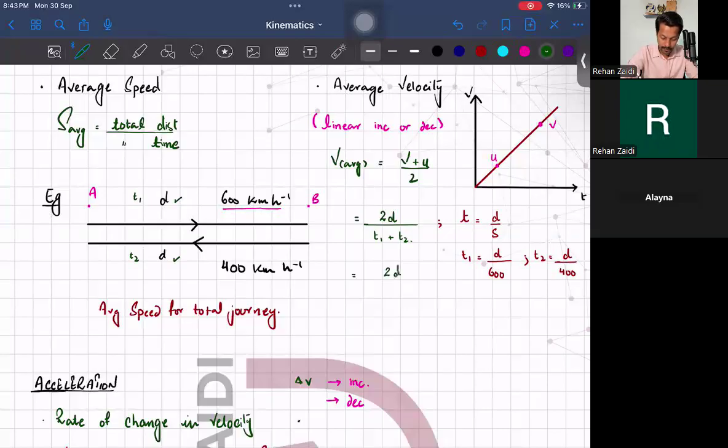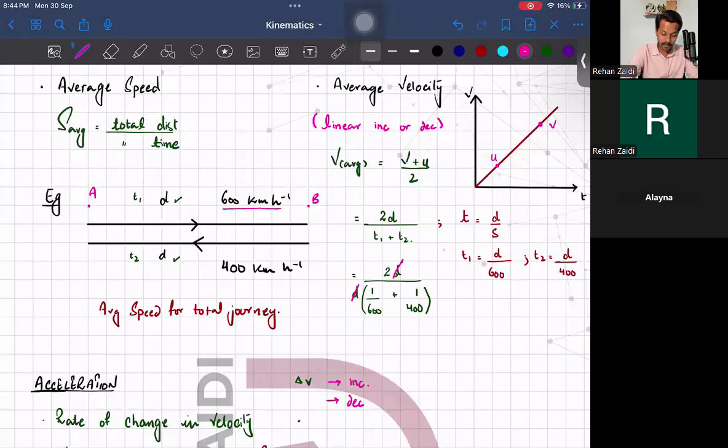So I can say that 2D equals D upon 600 plus D over 400. Now this over here is T1, this over here is T2, and this is the total time. So total distance divided by total time, we have got this. Finally, what I can do is simply take D as a common factor out, and I can even cancel out D from the numerator and denominator. But I'm left with 2 divided by 1 over 600 plus 1 over 400. Now this is something calculatable.